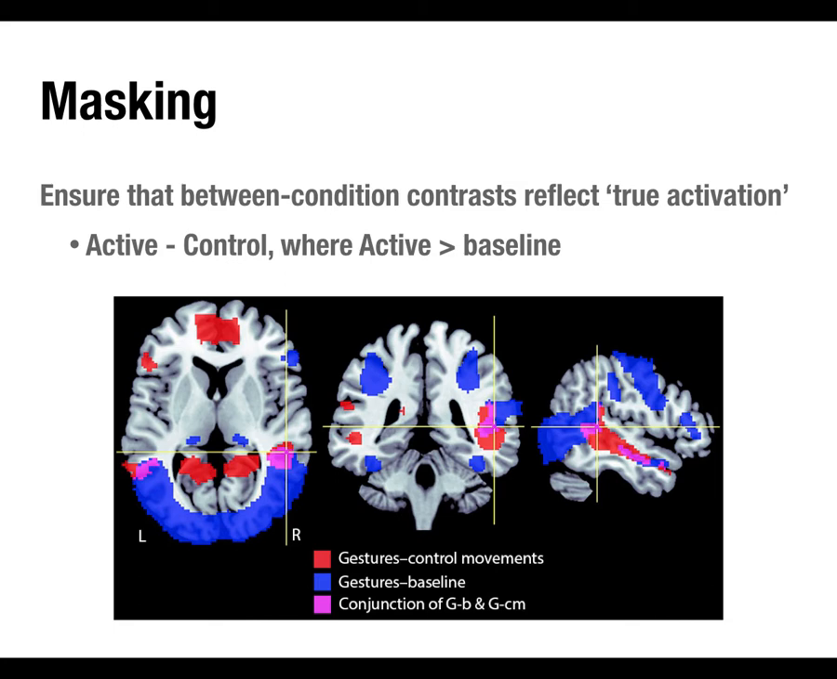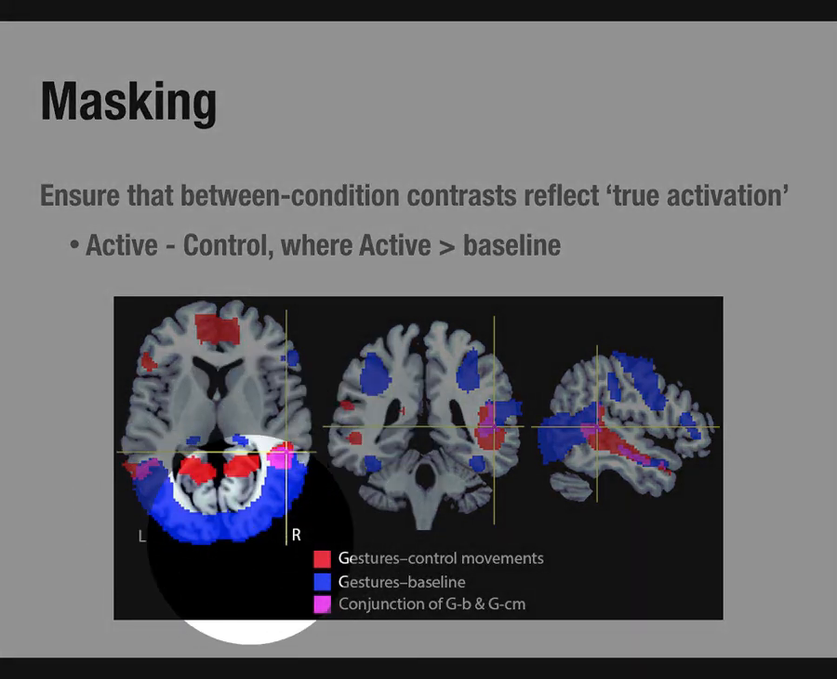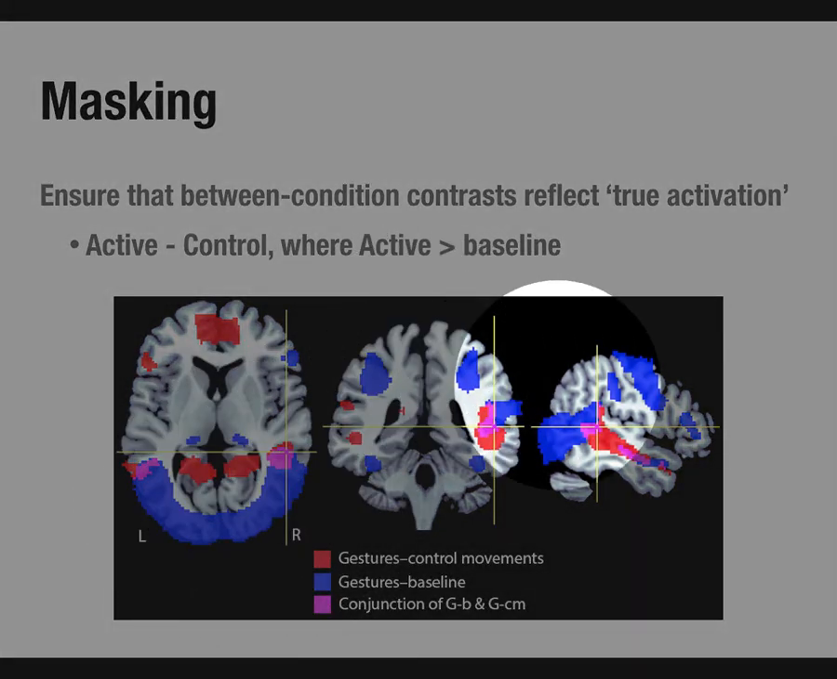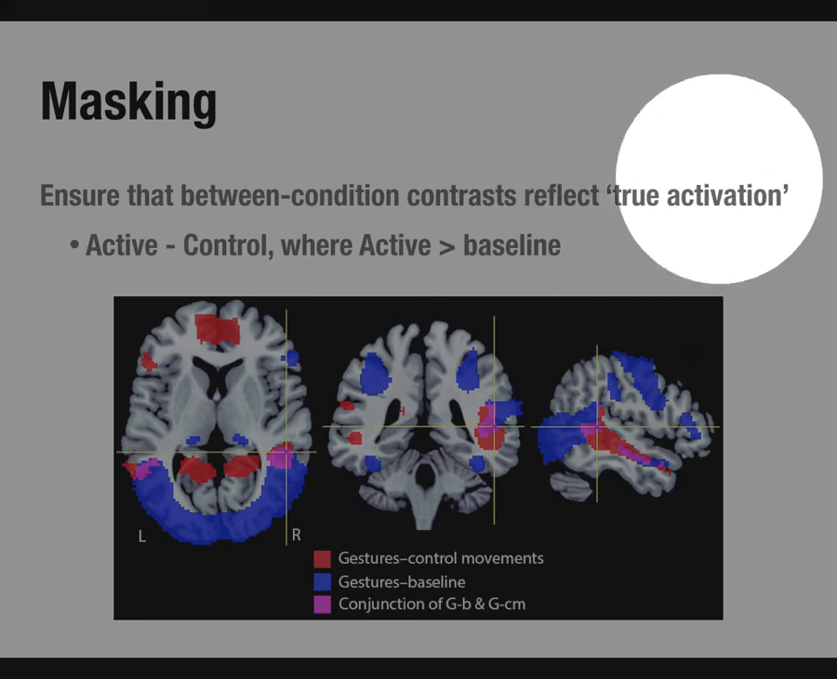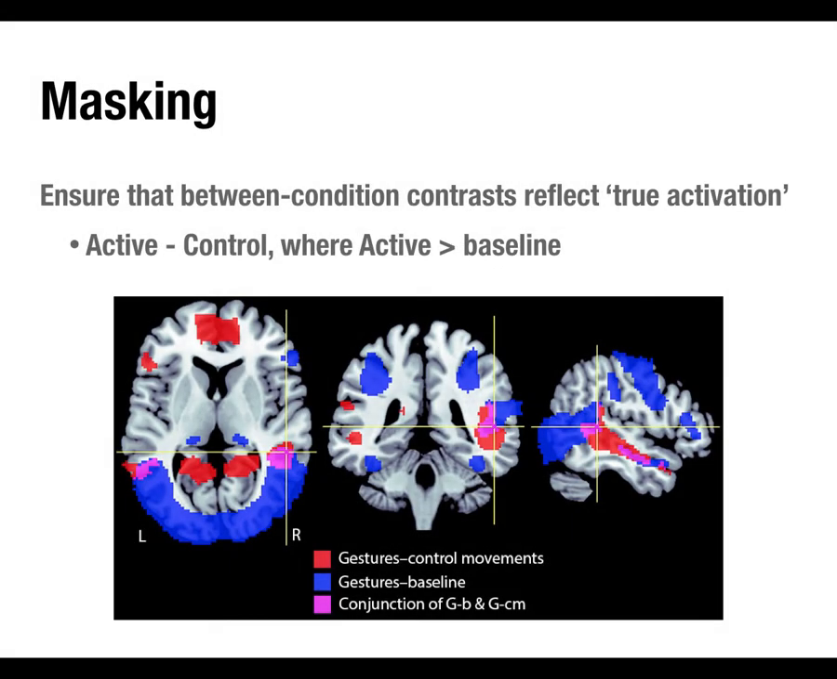So the red is our gestures versus those control movements, anywhere that showed that difference is statistically significant. And then the blue is gestures compared to the baseline of just staring at the black screen. You can see, as you might expect, the blue is pretty extensive. Includes all of the occipital cortex, parietal lobe, lots and lots of areas, because it's not a well-controlled stimulus. It's like showing a person with hands and all this stuff relative to just a black screen. So lots going to light up.